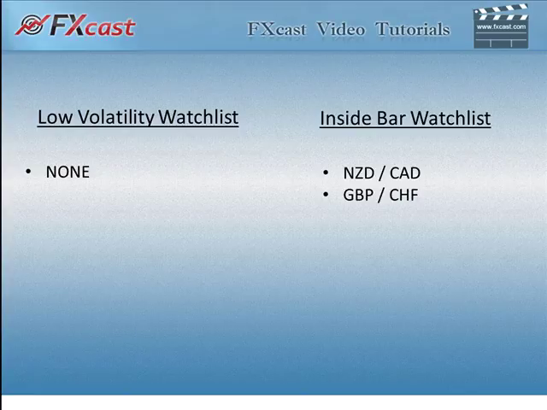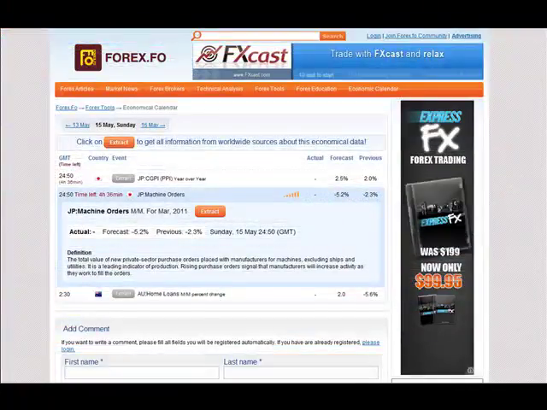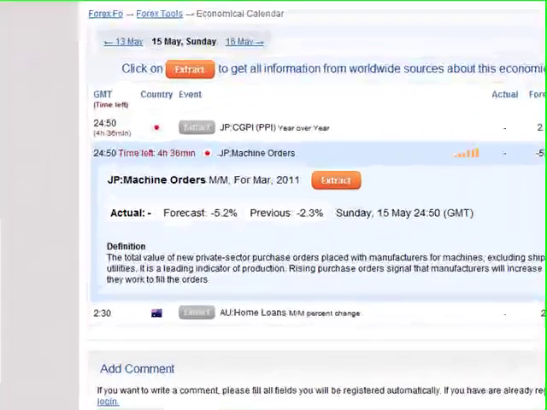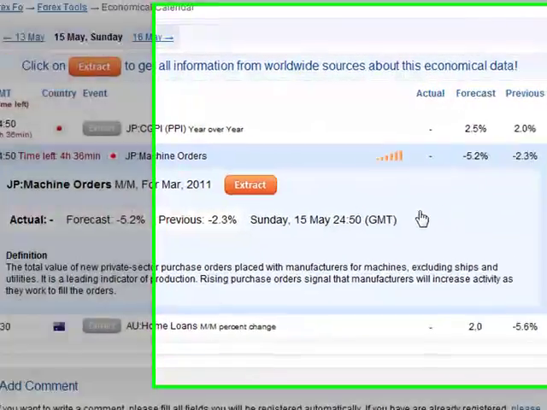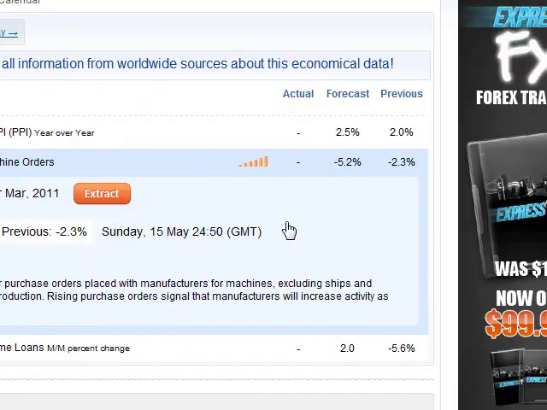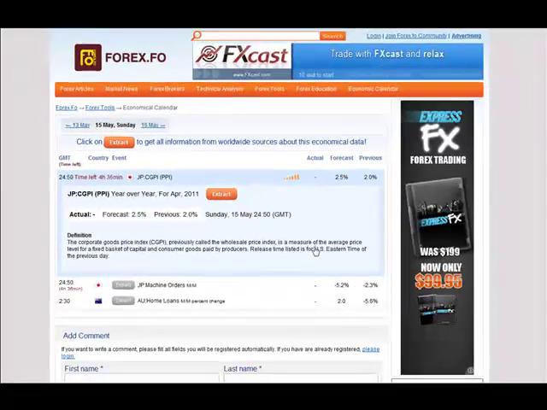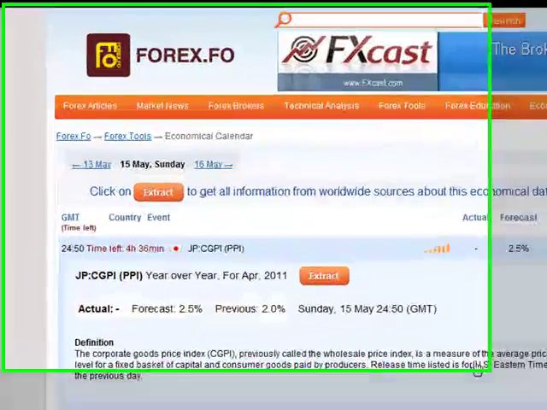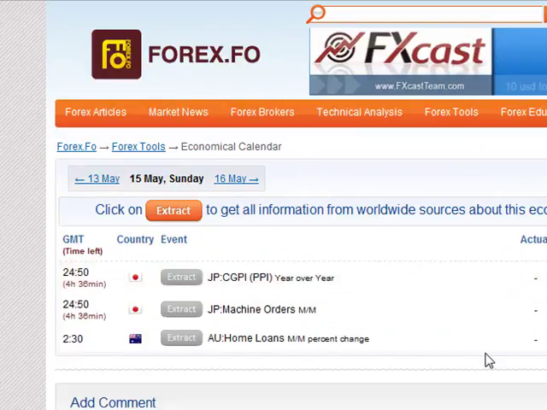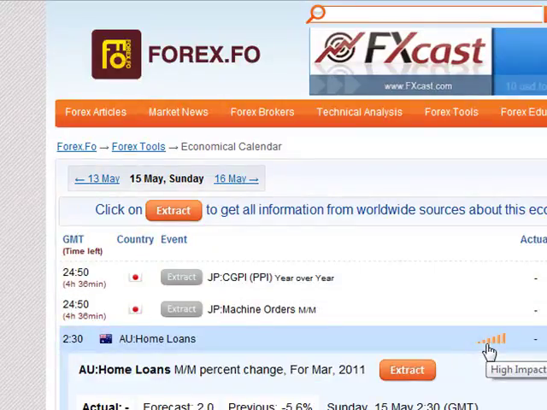Let's go take a look at the economic calendar. As we pull up the calendar, we see a couple things. We have machine orders. This is basically private sector purchasing, excluding ships, the big things. So we're seeing the strength of the Japanese businesses. We also have some inflation data for Japan coming out for Sunday. And then finally, we have the Aussie home loans, again, showing the strength of the consumer. Are they buying? Are they renting homes? All those come out on Sunday.